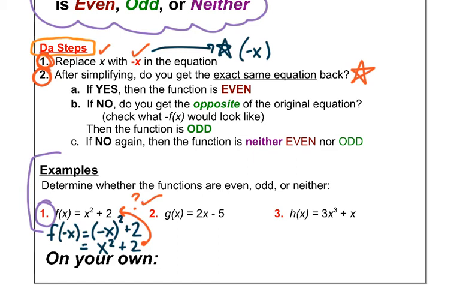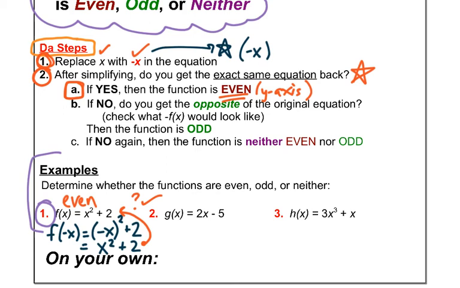And the good news is, for part A up here in step 2, if you got the same equation, that means you found an even function. So it is symmetric over the y-axis. Yay, and you're done. So this guy's even. You plugged in negative x, and you got the original function back out. So you got the original y value back out, which means it is symmetric over the y-axis.